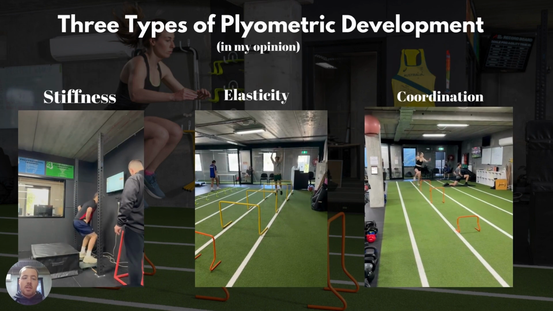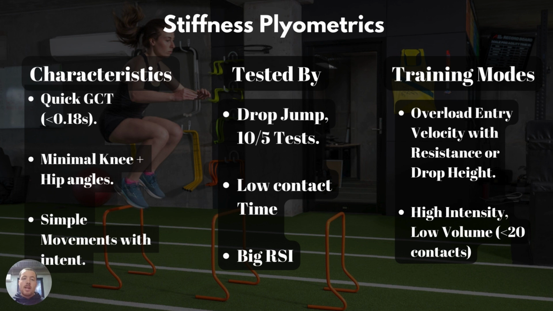So that first video is a good example. Minimal knee bend, coming mainly from the ankle to take the ground, allows us to get a quick contact time of under 180 milliseconds. Little angles, and they've got to be simple, looking at one-off movements so you can have a big bang on the ground and take off, because as we add complexity, it gets harder to keep that contact time. You can test it in many different ways: drop jump, 10-5 test, looking again at contact time and how big an RSI is.